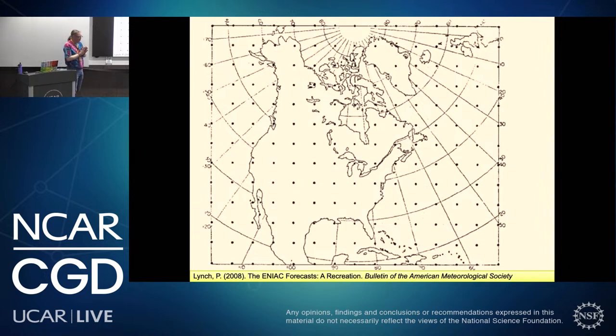And they took over ENIAC for it. They negotiated with the Army, who were using ENIAC to do ballistics calculations, that they could take over that computer for a month. And they managed to do four 24-hour weather forecasts in that month on ENIAC. It's all stacked punch cards. At each step in the calculation, it spits out punch cards, and they've got to resort them and feed them back in again to do the next step. That's why it takes a month.